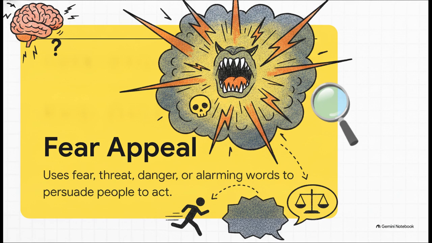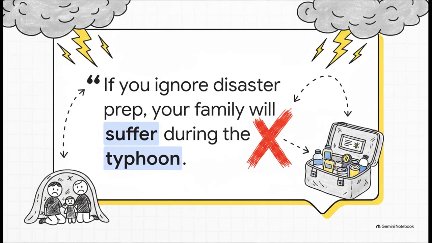This technique crosses the line when it exaggerates danger, causes completely unnecessary panic, or relies on terrifying claims that just aren't supported by actual facts. Here is a prime example of that. If you ignore disaster preparedness, your family will suffer during the next typhoon.